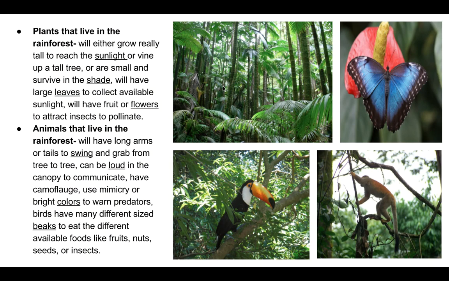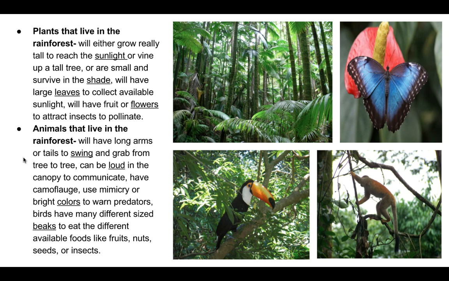Plants that live in the rainforest will either grow really tall to reach the sunlight or vine up a tall tree. So they'll be able to be like a vine and go up, use the tallness of another tree to get to the sunlight. Or are small and survive in the shade. Will have large leaves to collect available sunlight, and will have fruits or flowers to attract insects to pollinate them. And as we can see, in this canopy of trees, we have very large trees. The ones lower to the ground have those large leaves that spread out, all trying to get sunlight.